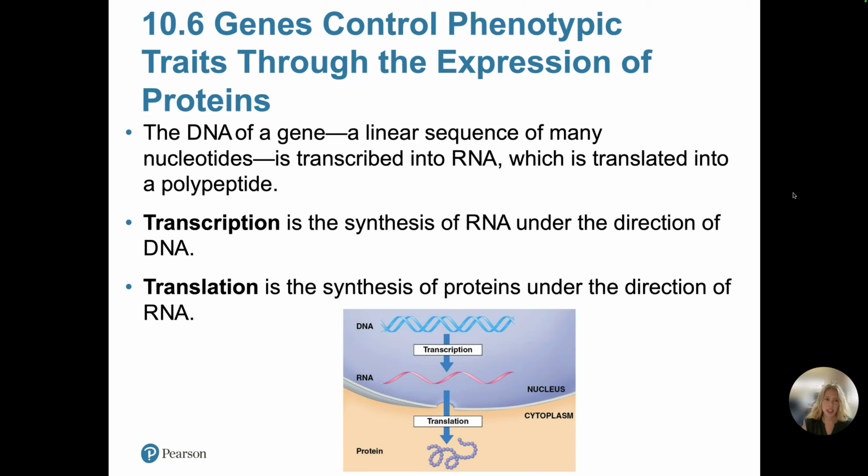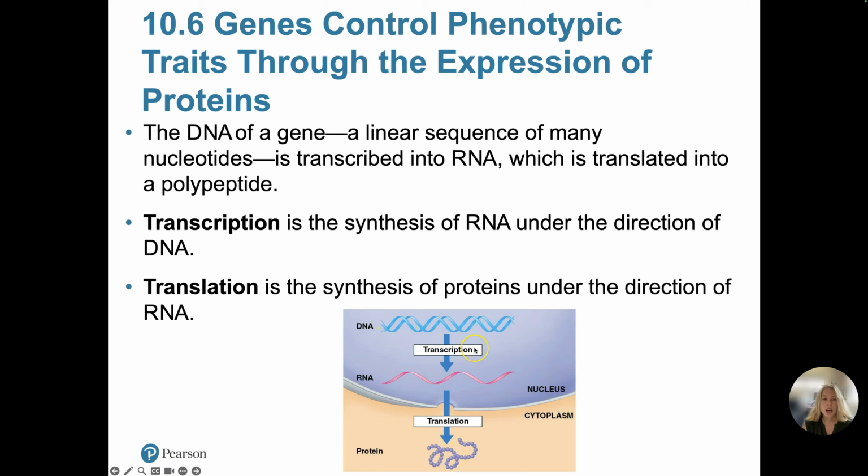The DNA of a gene, which is a linear sequence of many nucleotides, is transcribed into RNA, which is translated into a polypeptide. And remember, polypeptides are proteins. So this graphic down here demonstrates this. We have our double-stranded DNA. Through transcription, that double-stranded DNA is transcribed into single-stranded RNA. Both of these happen in the nucleus. The RNA then leaves the nucleus and enters the cytoplasm and is translated into a protein polypeptide.